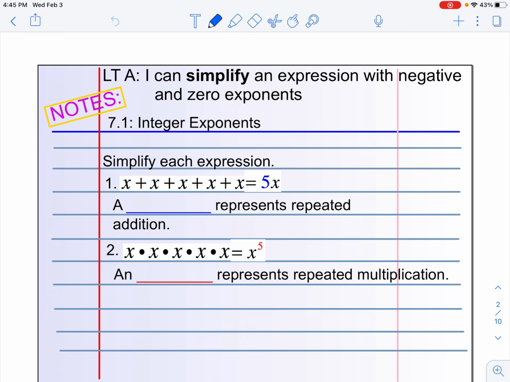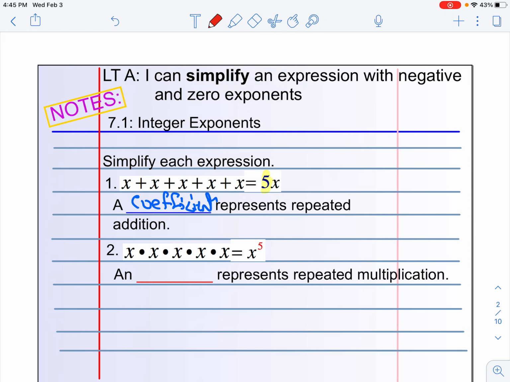So, if you simplify each expression, x plus x plus x plus x plus x is equal to 5 x's. So that's equal to 5x. So a coefficient represents repeated addition. So here's your coefficient. That means repeated addition, you're adding x 5 times, or 5x.